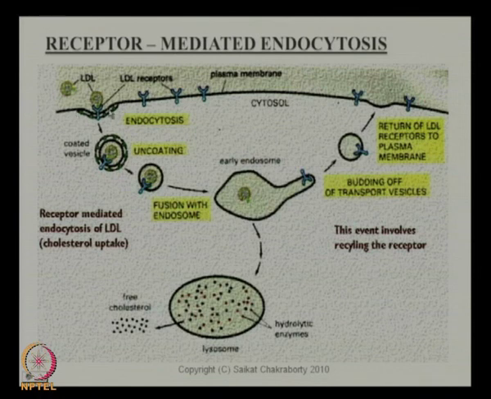Now, this is called a coated pit, and I will come to that a little later. This protein structure that you see over here is called a coated pit. Let us not worry about that at this point of time. Let us look at the simple thing. So, this lipoprotein comes and binds with the receptor. Then this coated pit that you have over here forms what is known as a vesicle.